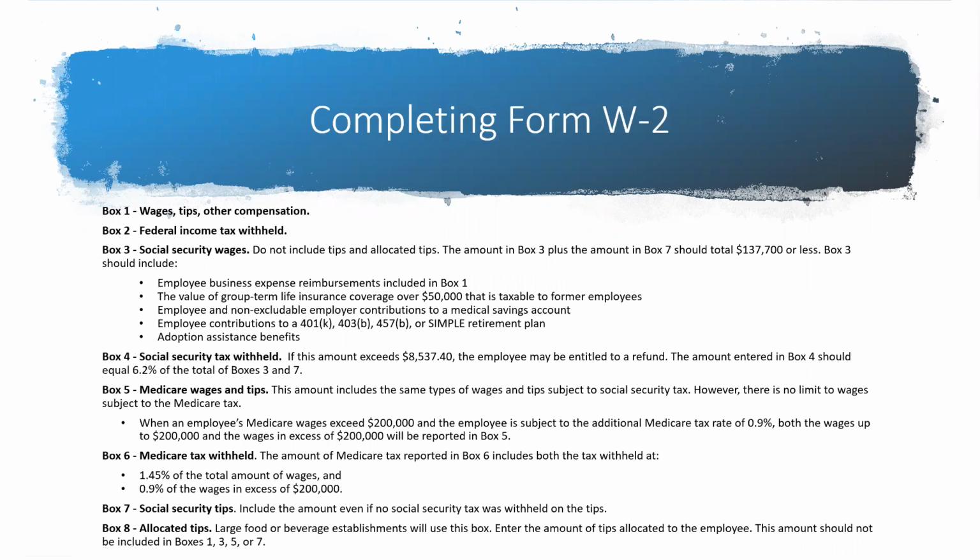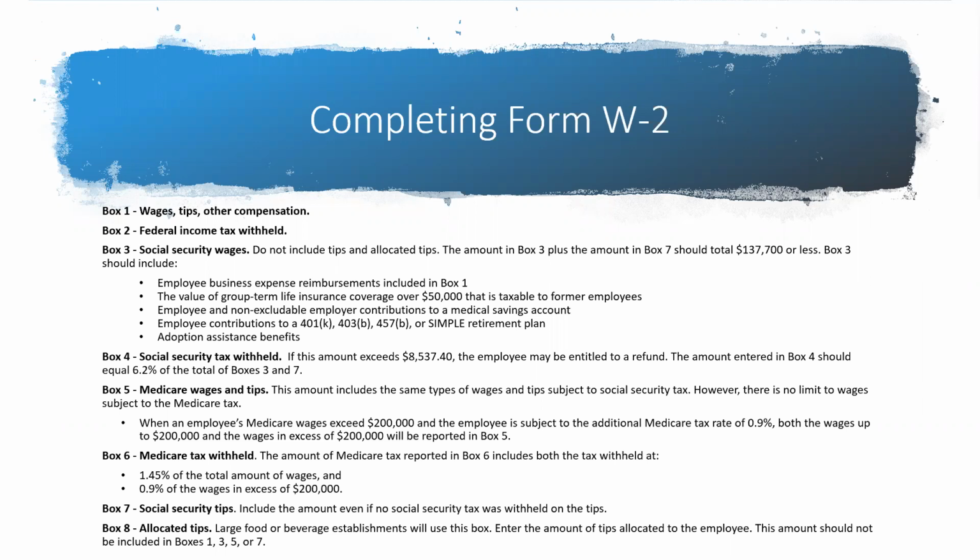So Form W-2, box 1. Again, I said box 1 should match line 2 on your Form 941. So that's just wages, tips, and other compensation that's subject to federal withholding. So a rule of thumb that I think about when I think about a Form W-2 is your odd boxes are going to correspond to wages. Your even boxes are going to correspond to taxes.